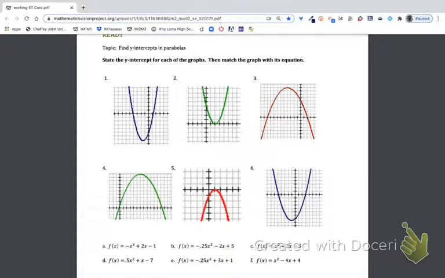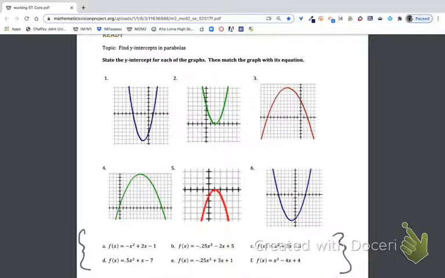For the ready portion of lesson 2.4, we are looking at the intercepts, the y-intercepts, and seeing how they can help us understand the equation that you see down below. Now, each of these equations down below are written in what we call standard form. So looking at the equations and the graphs, I need to try to match them up.